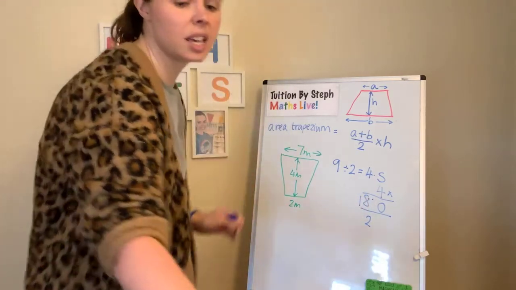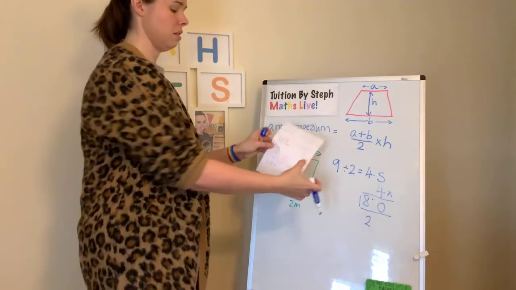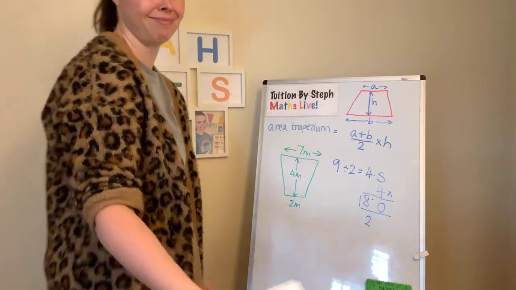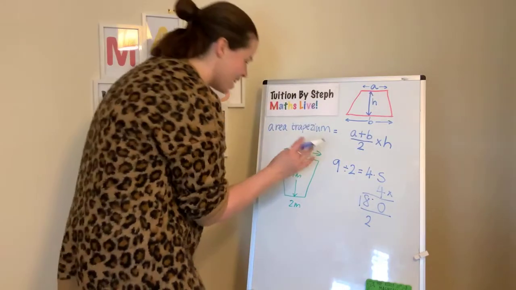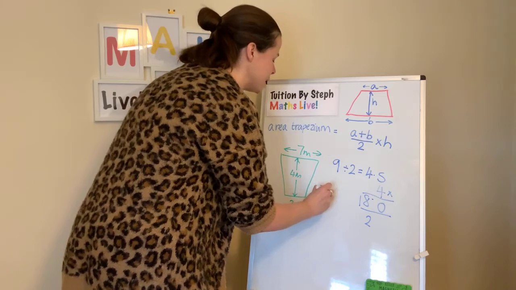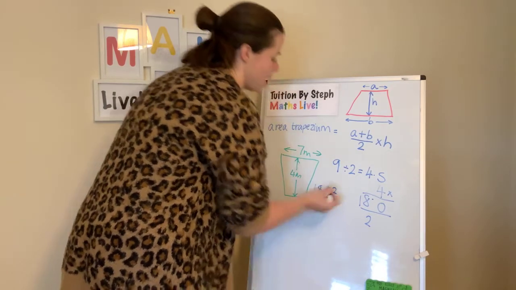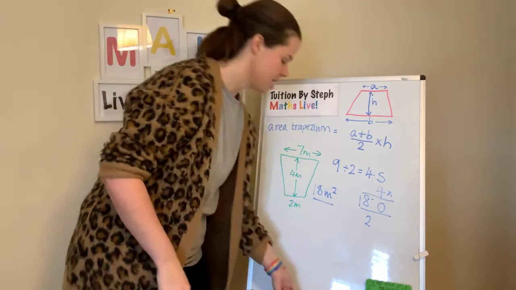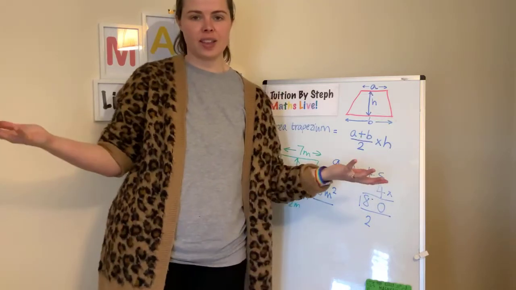And you know what the silly thing is? I've got it written on my answer sheet. So I should have seen that. So the actual proper answer to D is 18 metres squared. Okay, right. There we go. That is how to find the area of a trapezium.